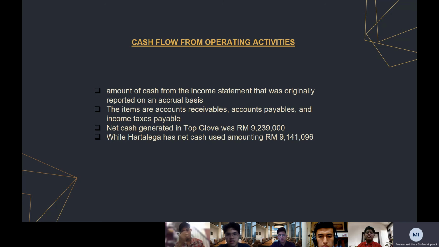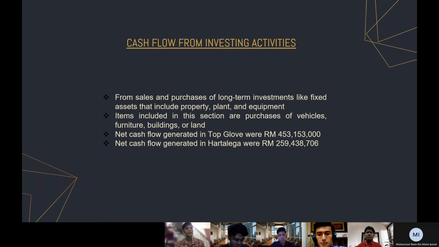Move on to the next activities, which is the investing activities. This section records the cash flow from sales and purchases of long-term investments, like fixed assets that include property, plant, equipment, PPE. Items included in this section are purchase of vehicles, furniture, buildings, or land.